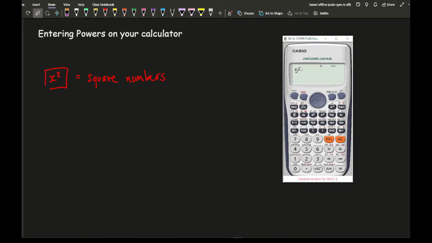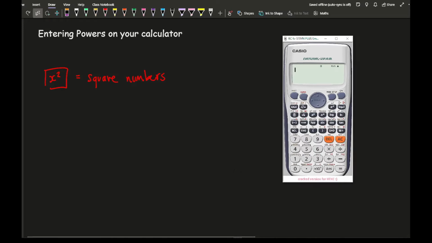You can see it automatically comes up with a superscript 2. Press equals, gives me 25. If I wanted to work out what 56 squared is, press equals, job done. Obviously you could do 56 times 56, but you want to be as efficient as you can and go for the square button.